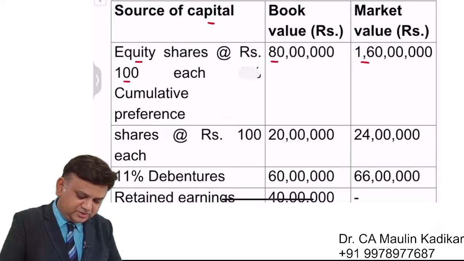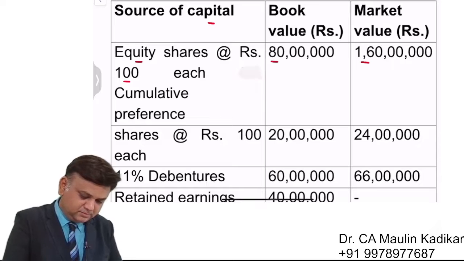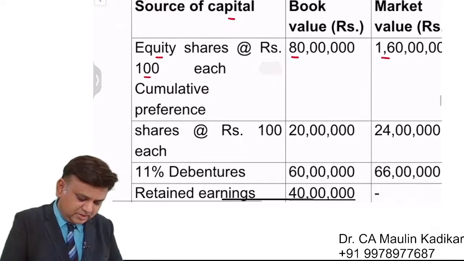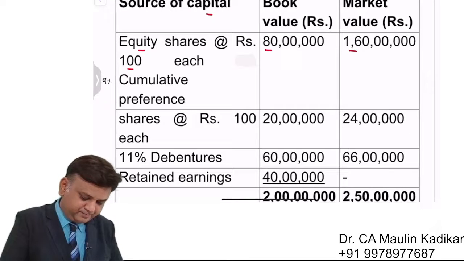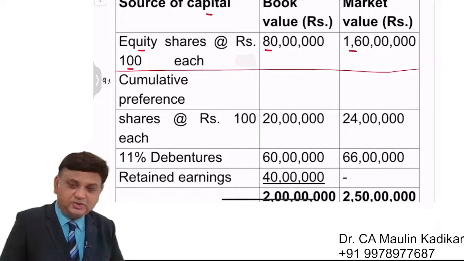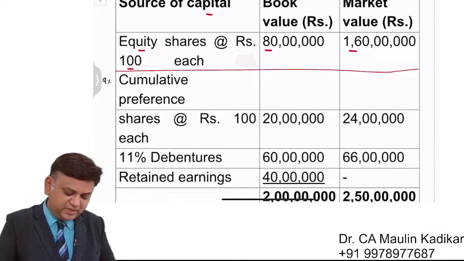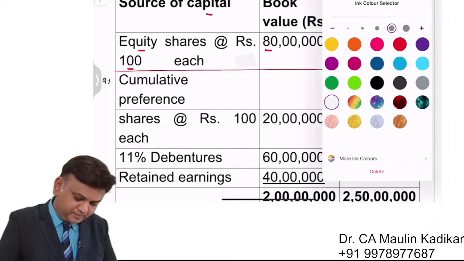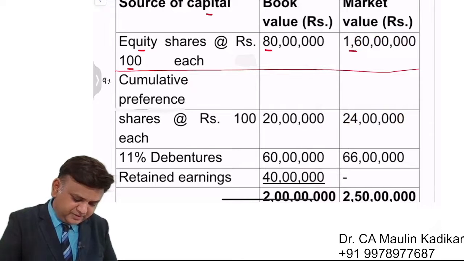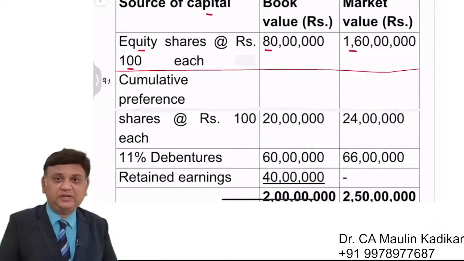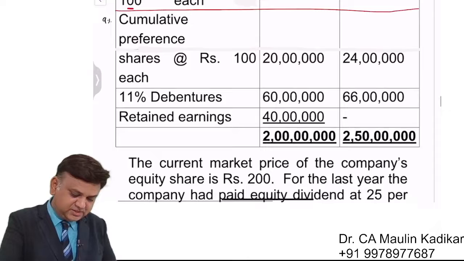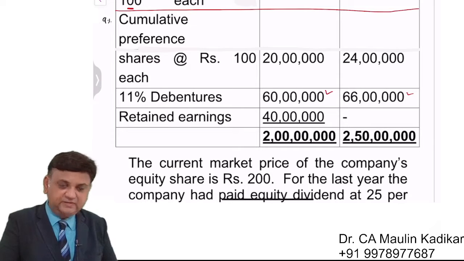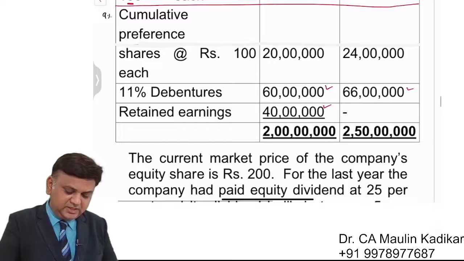Next information is given to us like this. 9% cumulative preference share of rupees 100 each. So we have been provided with the preference share capital information, which has a book value of 20 lakhs and market value of 24 lakhs. 11% debentures, book value of 60 lakhs and market value 66 lakhs. Retained earning is 40 lakhs.